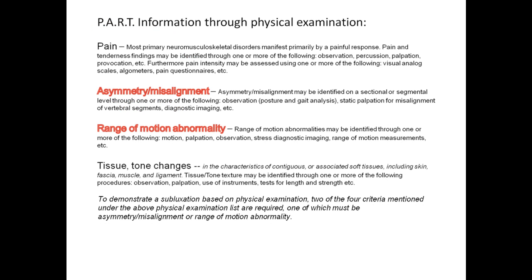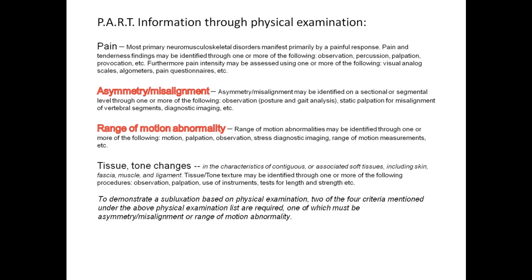There are 2 ways to substantiate a subluxation. First, X-rays can be provided of the area of the spine where the subluxation exists. The second type of documentation involves PART information gained through physical examination. PART means pain, asymmetry, range of motion, and tissue or tone changes.